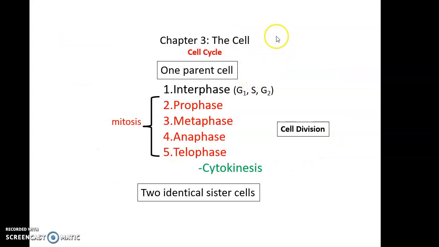So basically, during the cell cycle, we have one parent cell, one starting cell. It enters interphase, goes through the three phases of interphase, and then it will enter mitosis, where it goes through the phases of prophase, metaphase, anaphase, telophase, and then also cytokinesis, and in this process, divides into two identical sister cells. So mitosis and cell division will lead to two cells identical to each other and identical to the original parent cell.